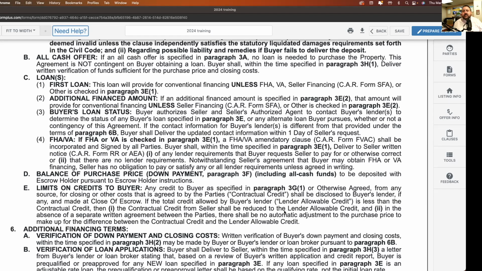In that case, what do we do? Because it's not automatically reduced. We're supposed to ask for a reduction in the purchase price to cover only the $8,000. But most of you guys don't do it. You say, well, you offered $310. That's it. I'm sorry, it's the lender. It's not the seller's fault. It's the lender's fault. Doesn't matter.